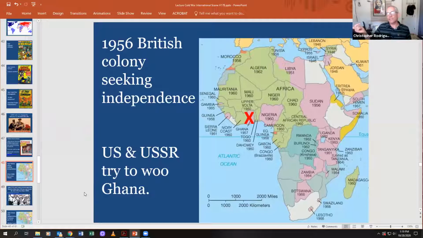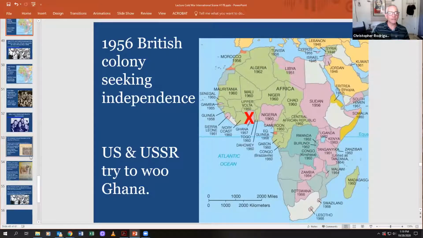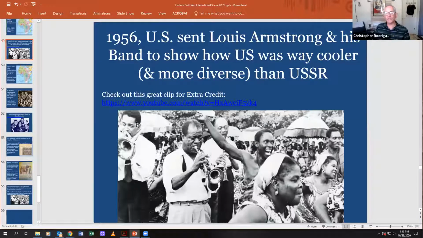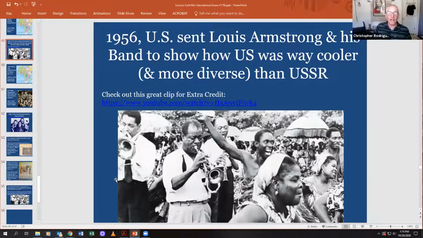So if the Soviet Union is going to send classical music, who is the United States going to send? Who are the coolest folks in the United States, and what kind of music are they playing at this time, the 50s? Oh, it's rock, the invention of rock. Close. Yep, you're very close. Jazz, Louis Armstrong. So I'm going to upload this great clip about Louis Armstrong going to Ghana.